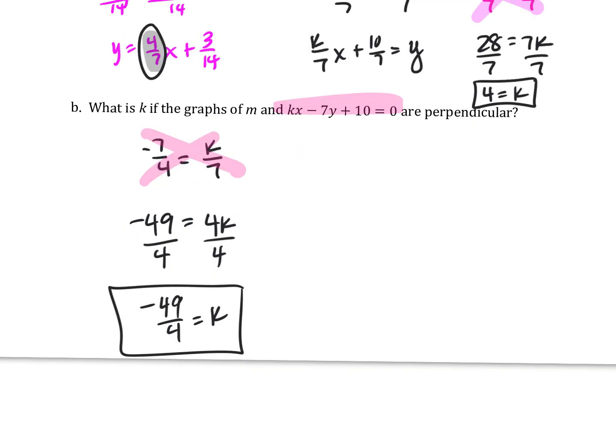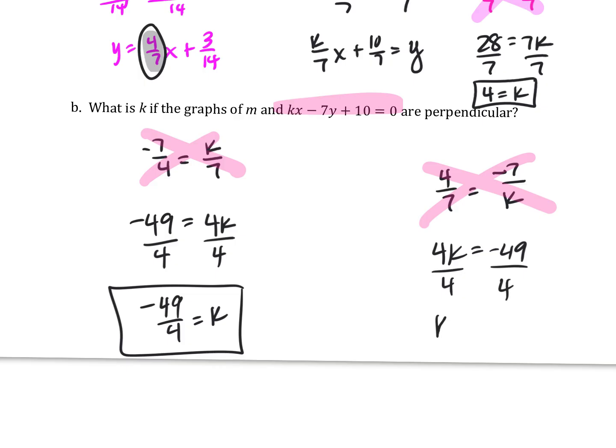Quick question. What if someone was like, oh, I would have kept my slope as 4/7, and this guy had to be the opposite reciprocal, -7 over K? If you did that, as long as we flipped one of them, we're still going to get the exact same answer. But I'd say that's what throws my kids a little bit.